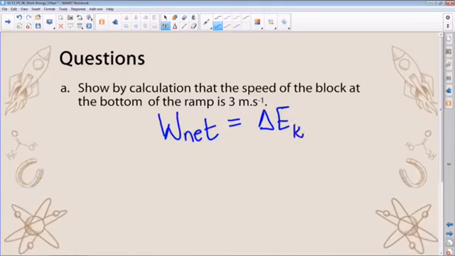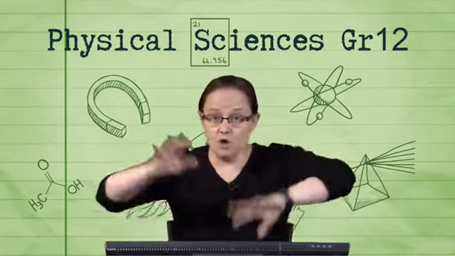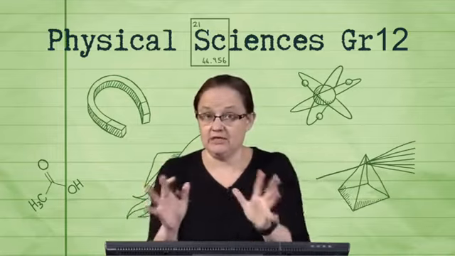Now, for the W net, the only force acting on my object is friction. So I'm going to use friction, delta x, cos theta, and go straight into the equation for kinetic energy. So it's final kinetic energy, which means I use the final velocity minus the initial velocity. Don't get too stressed about negatives. When I substitute friction in, I don't make it a negative force because the cos 180 will take that into account. So be careful. Don't put negatives in your forces anywhere here, otherwise you're going to run into trouble.